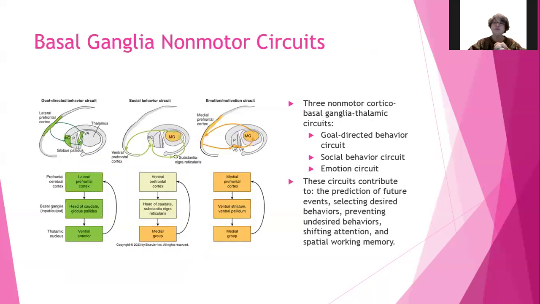So there are some non-motor circuits having to do with goal-directed behavior, social behavior, and emotion. And these circuits contribute to prediction of future events, selecting desired behaviors, preventing undesired behaviors, shifting attention, and spatial working memory, all very important stuff, right? So the example that they give in the text: you're driving. Driving is a high executive function, goal-directed behavior sort of thing. Also, social behavior and emotional. Everything's involved in driving.